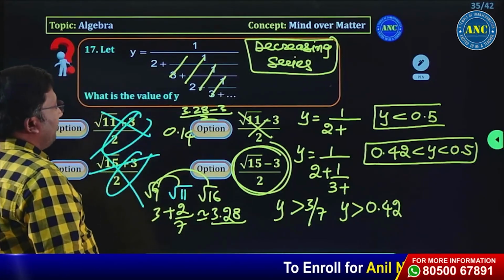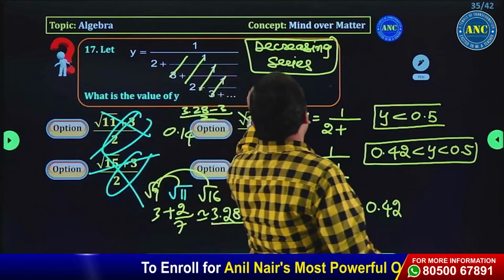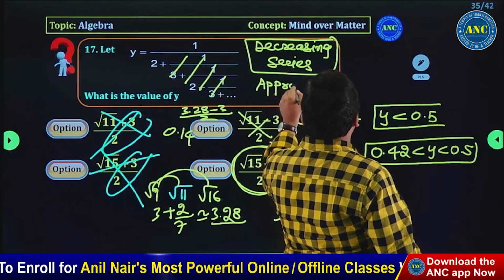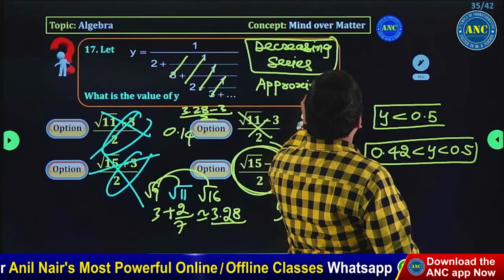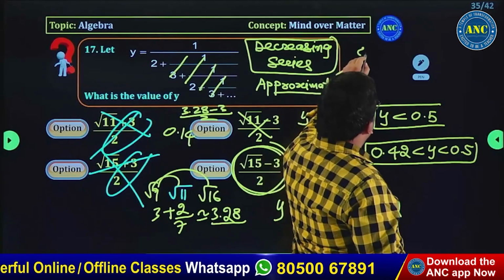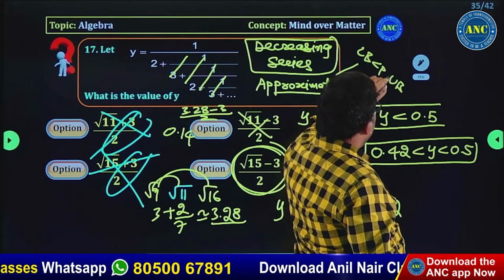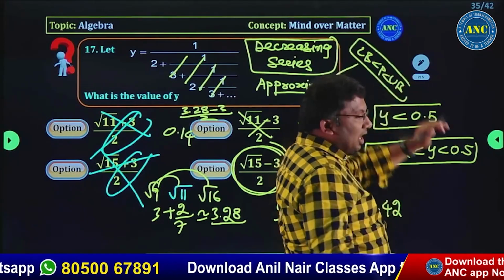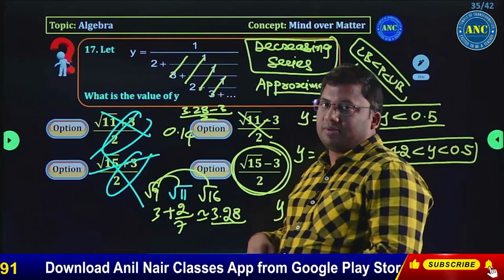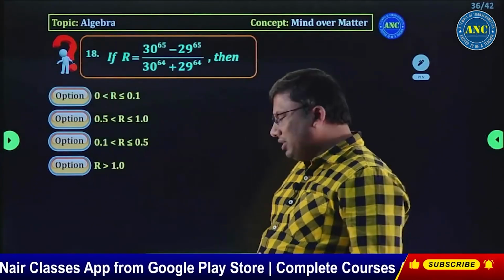Please remember, this approximation concept is used when the series is a decreasing series. In a decreasing series, use the lower bound, use the upper bound, and then approximate the values. The last two questions are decreasing series related problems. Now this one.